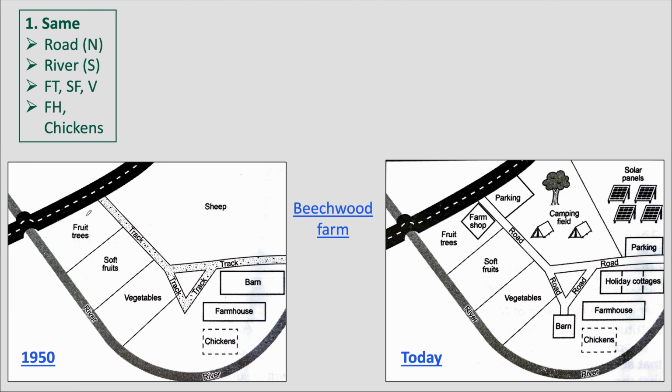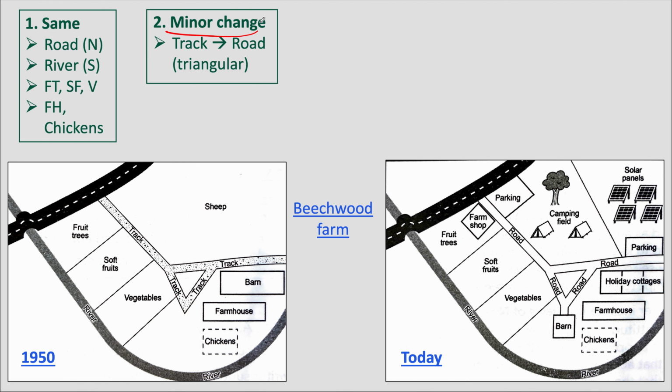Now let's plan this map. First, we note what is unchanged. The road in the north and the river in the south stay the same. The farming areas, fruit trees, soft fruits, and vegetables are still in the same places, and farmhouse and chicken area also remain same. Next, we look for minor changes. The track from 1950 has been replaced by proper roads in the same place. You can briefly mention this triangular track, but this is not essential.